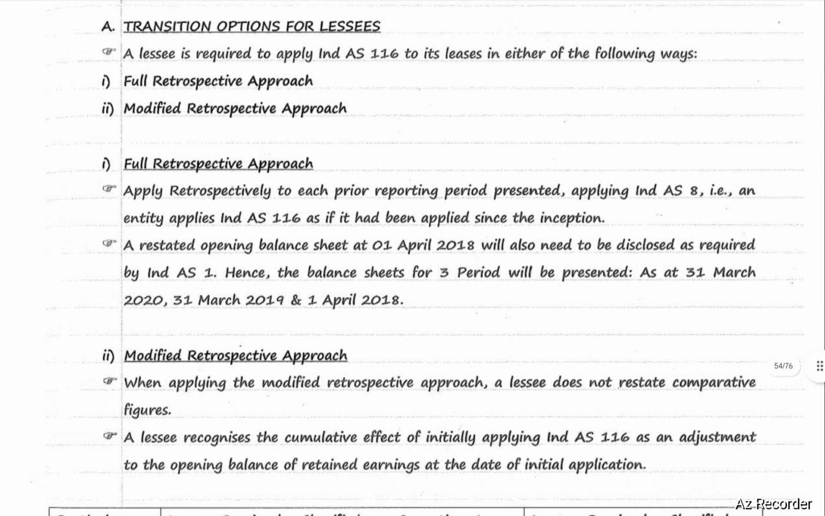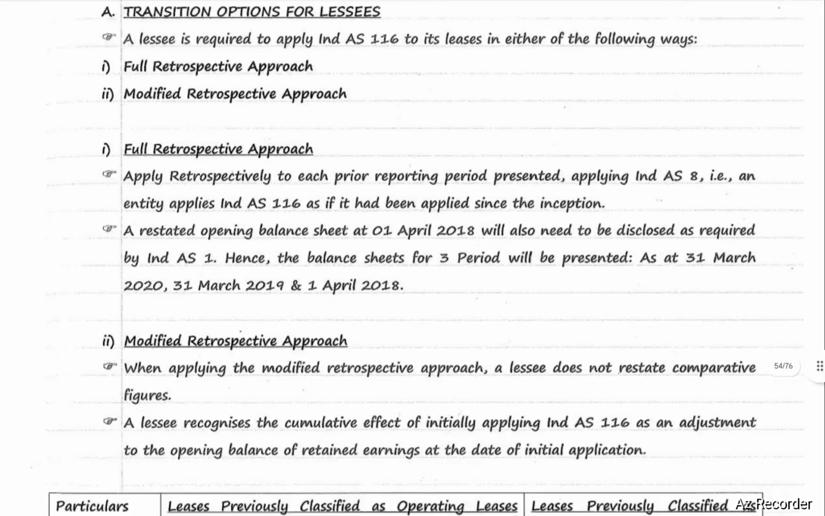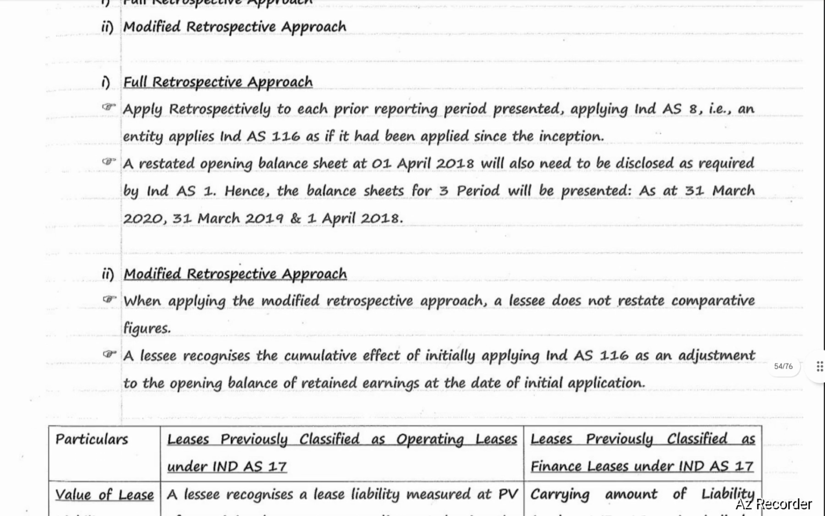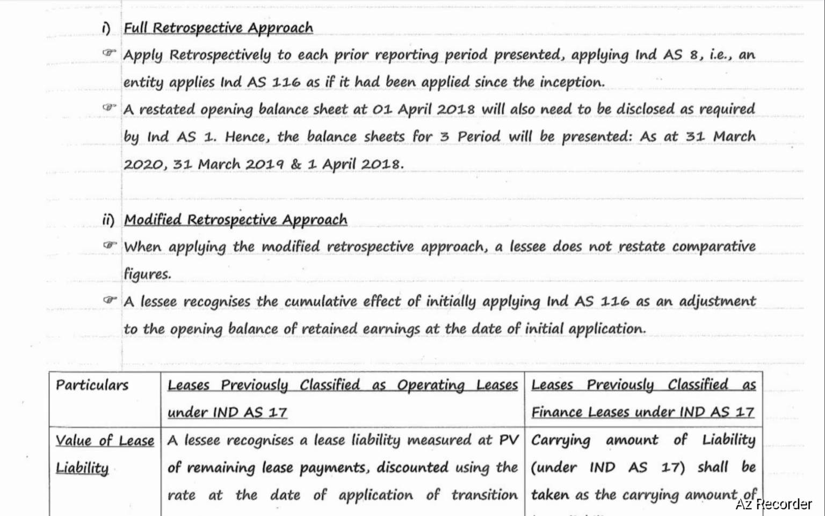Transition options for lessees. A lessee is required to apply Ind AS 116 to its leases in either of the following ways. First approach is full retrospective approach. Second approach is modified retrospective approach. In case of full retrospective approach, apply retrospectively to each prior reporting period presented, applying Ind AS 8. That is, an entity applies Ind AS 116 as if it had been applied since the inception. That means from the starting.